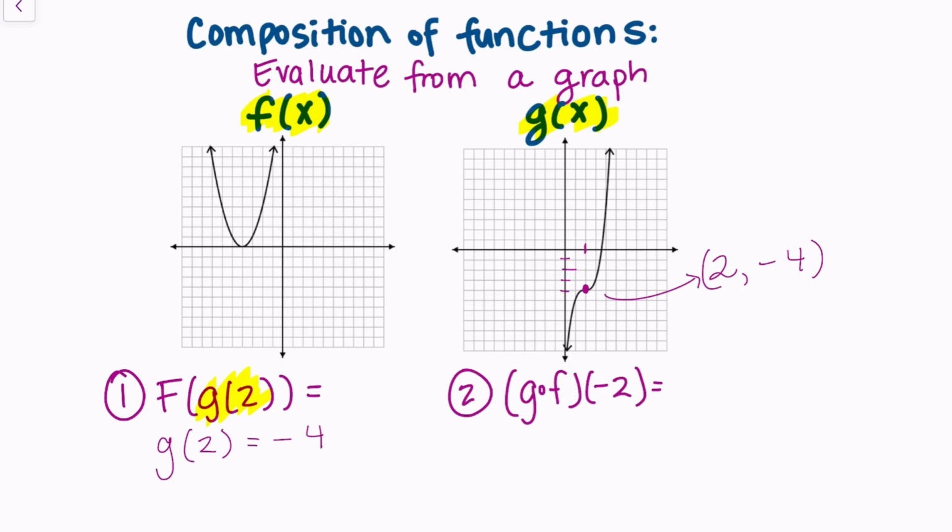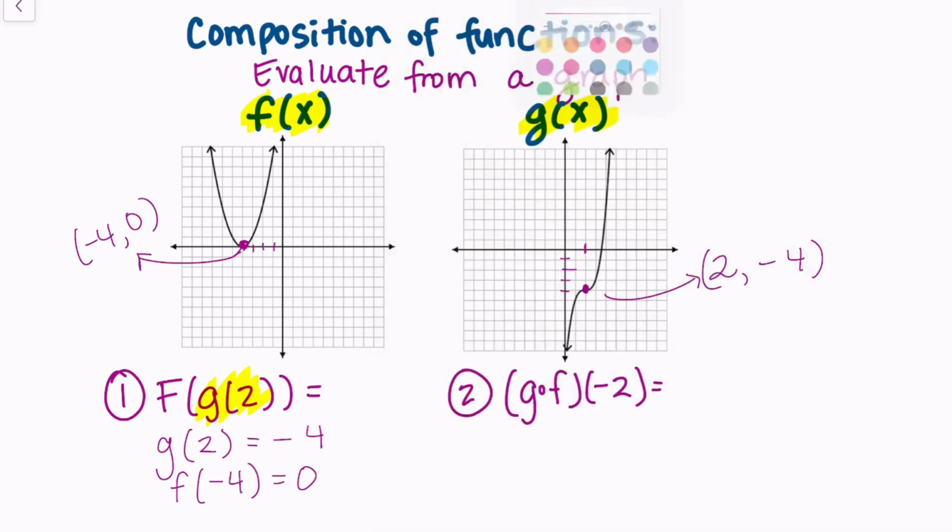And then to finish the problem, I need to now find f of negative 4. And so I'll go where x is negative 4, 1, 2, 3, 4. It's this point on f of x. This is the ordered pair negative 4 comma 0. And so that value is 0. And so the entire answer here is 0. So I found the inner function to be negative 4, and then I plugged that into the outer function.